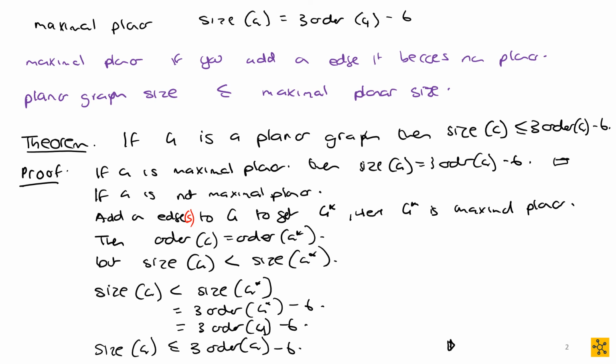And then we basically just add edges to G until it is maximal planar. Even if we add edges to a graph, the order of the graph doesn't change, but the size does change. The size increases. So the size of the original graph is less than the size of the maximal planar version of this graph with all those added edges. We know what the size of a maximal planar graph is, and then we just run through the formula so that we get the size of G is less than or equal to 3 times the order of G minus 6.